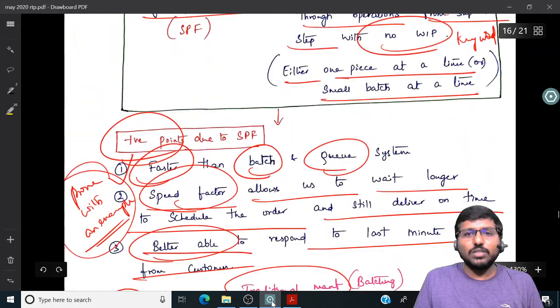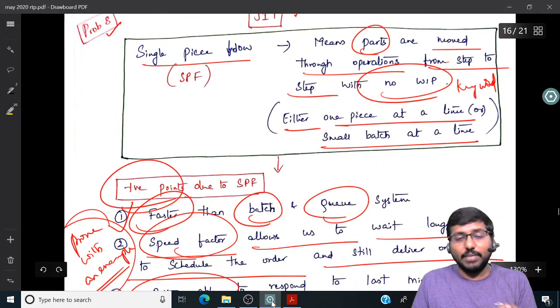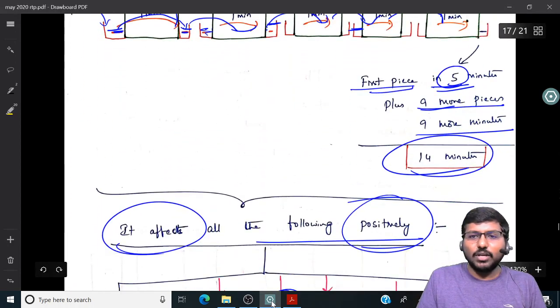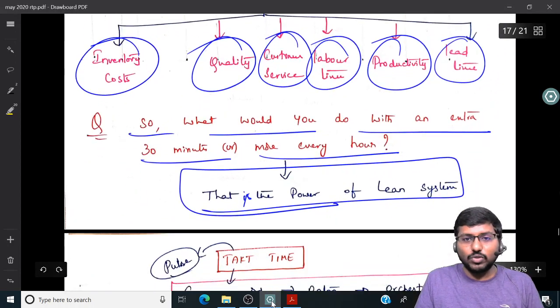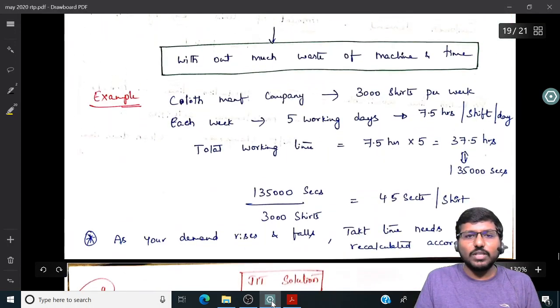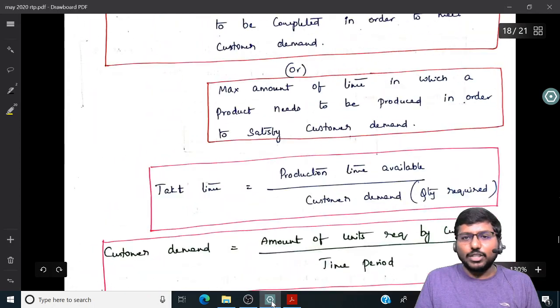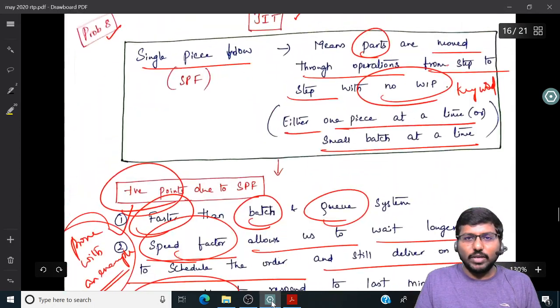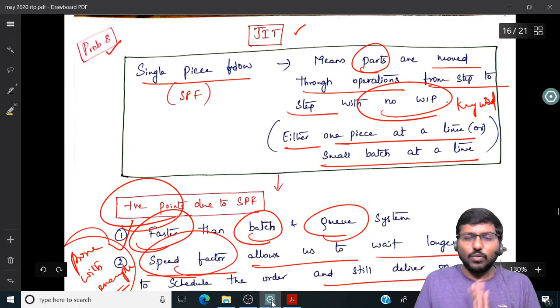Anyway, so this is the concept of single piece flow under JIT. You got the point? It is very important to understand this particular problem and any future problems also. Okay. And as you can see, I've made the notes for takt time also, so I'll try to explain that in the next video. Right now we are done with one of the most important concepts in the May 2020 RTP, that is single piece flow. Got it, guys?